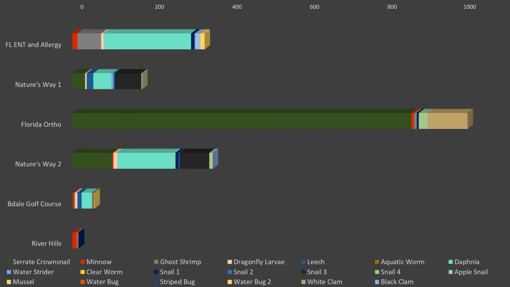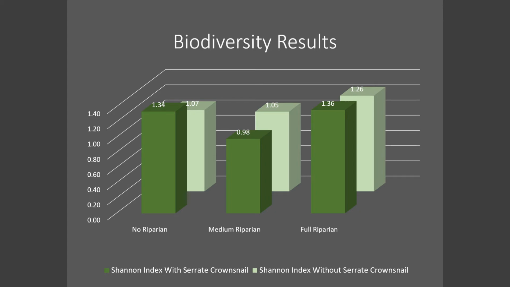This chart shows the relative levels of each organism found at each location. There is clearly an overwhelming presence of the serrate crowned snail at the Florida orthopedic location, which will be addressed later on in this presentation. There were a variety of different snails and other invertebrates, as well as some vertebrates found. The dark green represents the average Shannon Biodiversity Index values for each riparian level, including the data for the serrate crowned snail. The light green is the data without the serrate crowned snail.